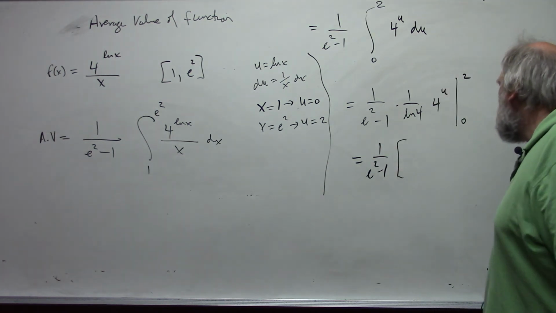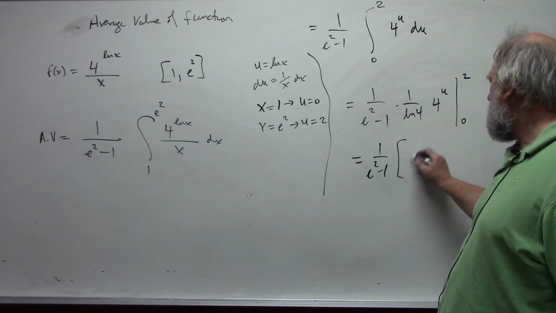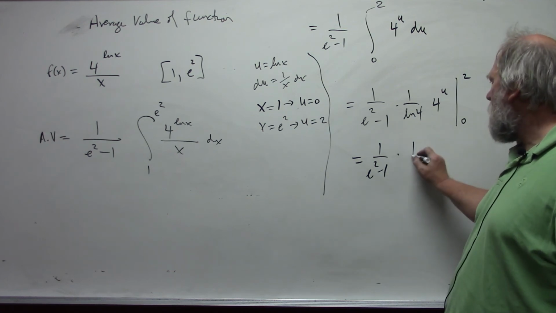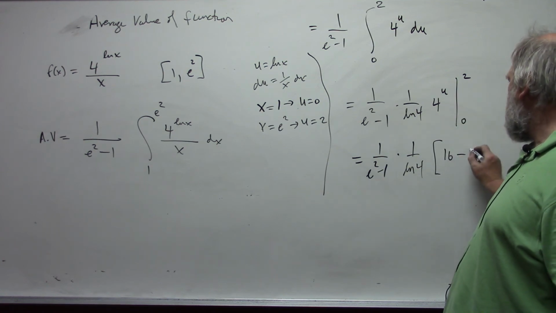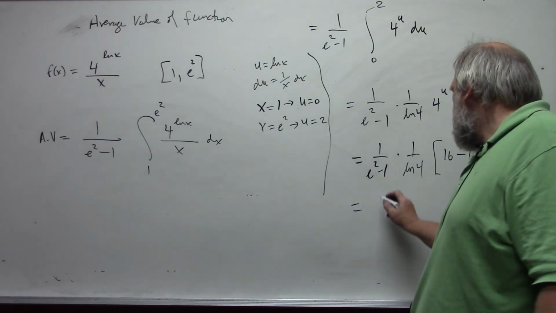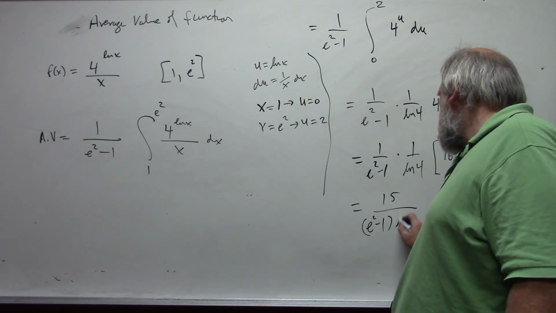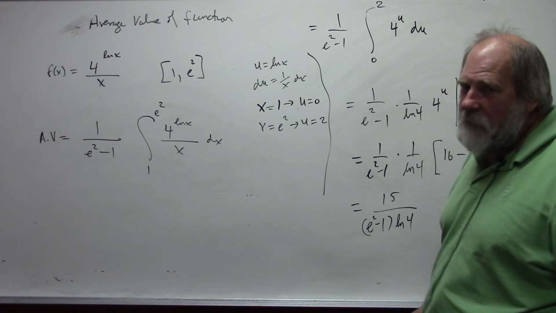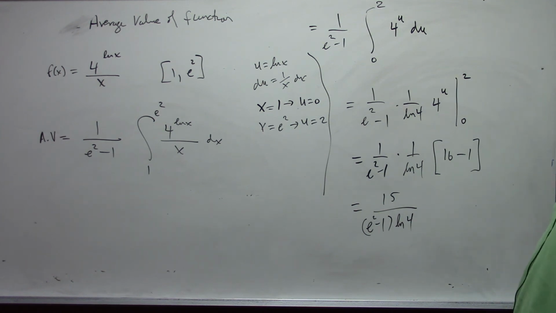Actually, let me leave the 1 over ln of 4 out front, and then we're left with 16 minus 1, or then 15 over e squared minus 1 times the natural log of 4. And again, generally I would imagine you put this into a calculator and get a numerical approximation for that. For me, it's just easier to leave it like that.